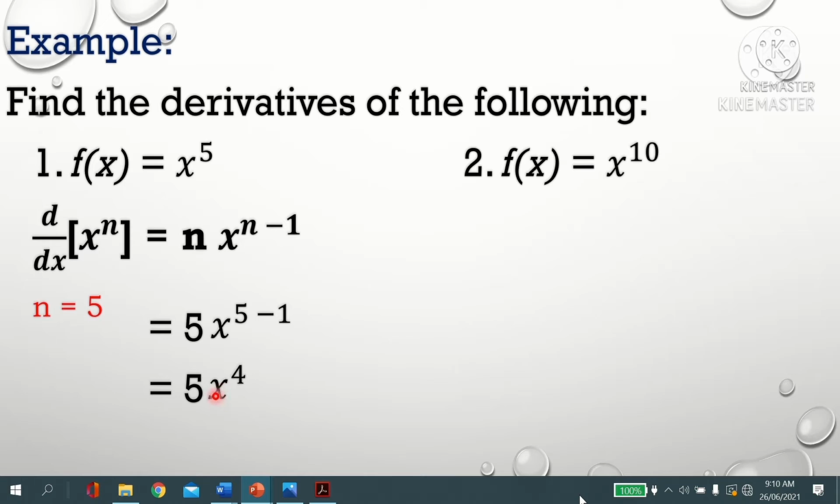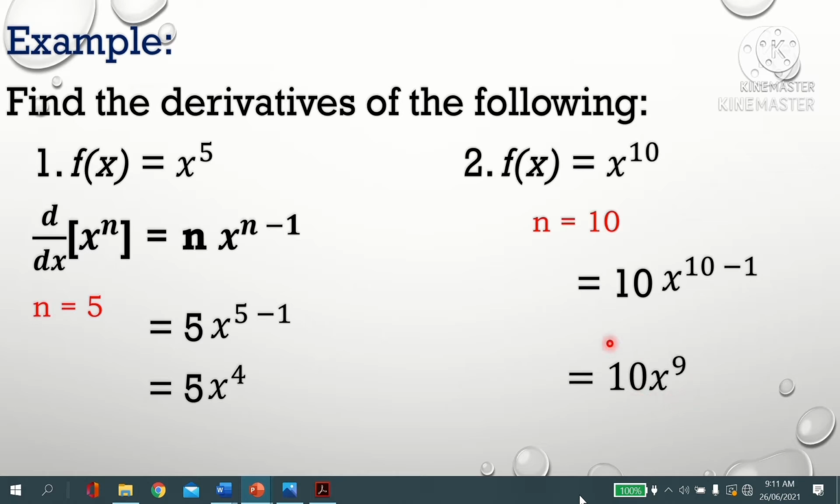Okay. Next. So in this second example, visually, n is equal to 10, right? So n is equal to 10. And then let's follow the formula. Copy 10. Okay, the exponent, sabi doon. Just copy 10. And then, copy the original function, x raised to 10, but you're going to subtract 1. So 10 minus 1. And then, simplify. So therefore, the derivative of f of x equals x raised to 10 is 10x raised to 9. So that's for the third basic differentiation rule.